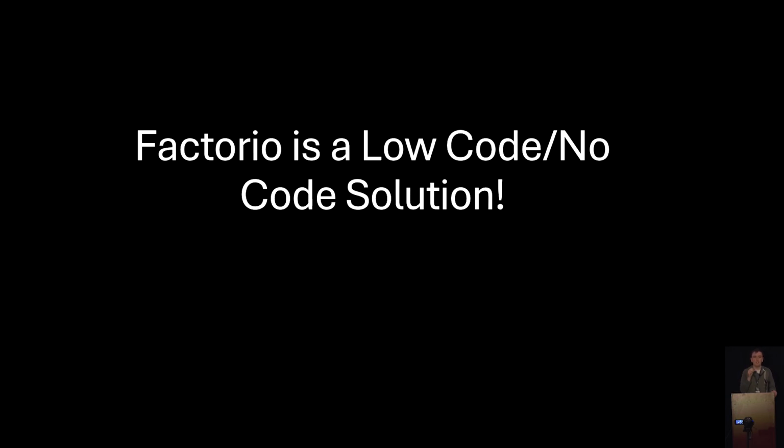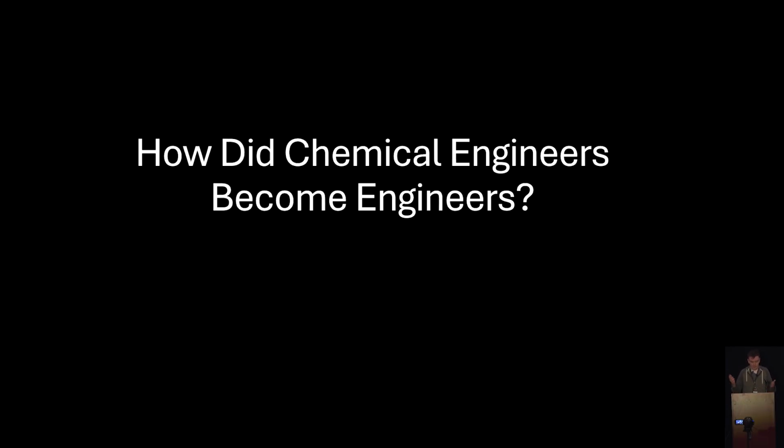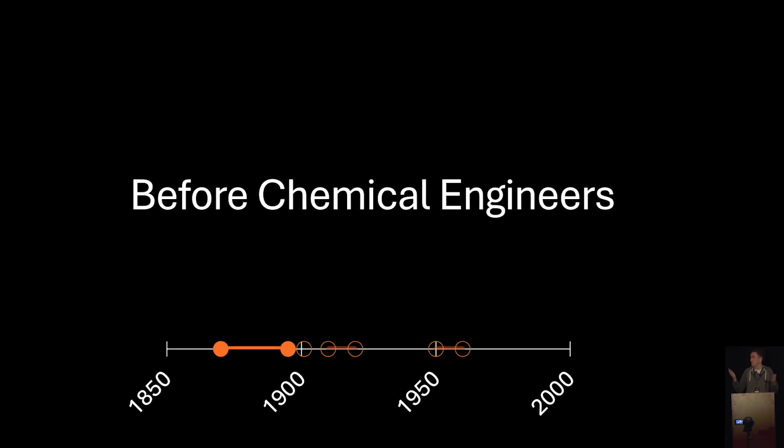An engineering discipline devoted to building factories and scaling them is chemical engineering. So the question is, how did chemical engineers become engineers? Because maybe we could just steal their ideas. There's no need to reinvent the wheel. Let's just go for it. So let's take a look. How did they become engineers?